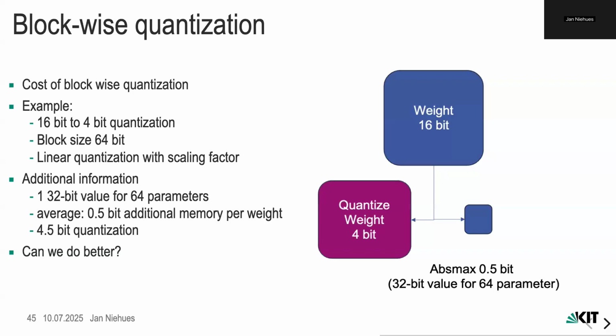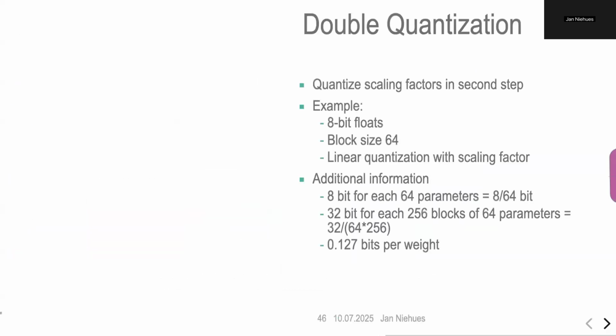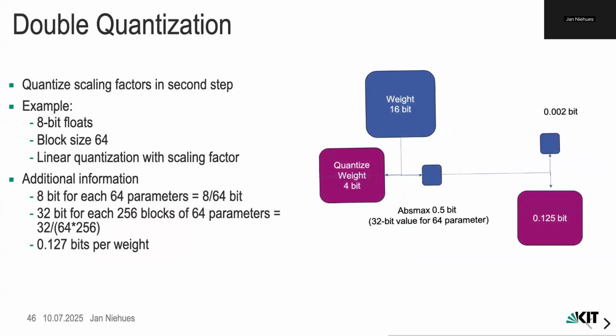There's an easier solution. Do we have to represent this one as 32-bit, or do you have an idea what we could do there? Our scaling factor. Quantized scaling factor. Exactly. So we just do what is called double quantization. You first quantize your value, and then you quantize this one again. So now you quantize your scaling factors.